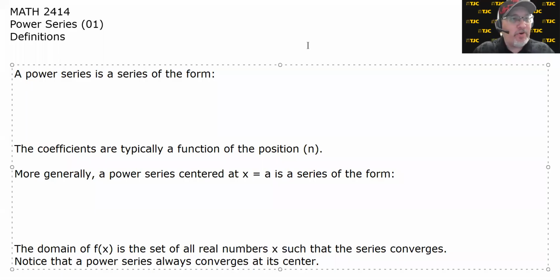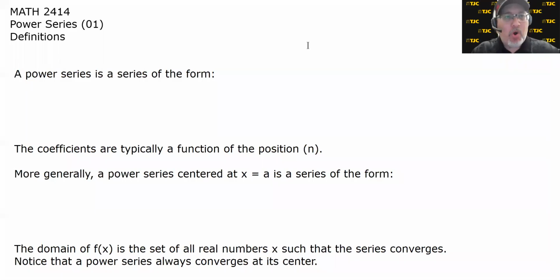Math 2414 Power Series Video 1 Definitions. This will be a relatively short video because I'm just going to give you, as the title implies, some definitions. And then the rest of the videos will mostly be examples along with one key and critical theorem. So let's start with what we mean by power series.